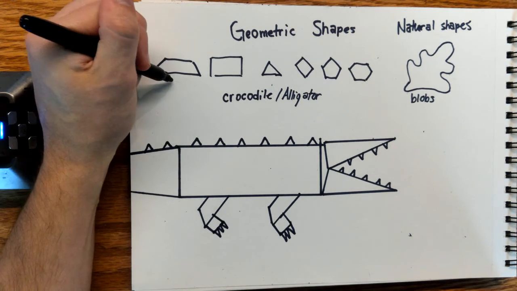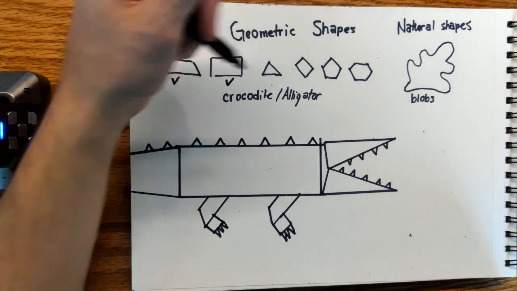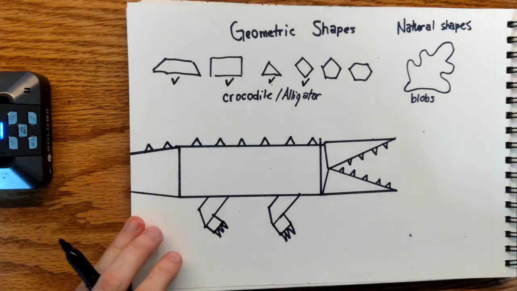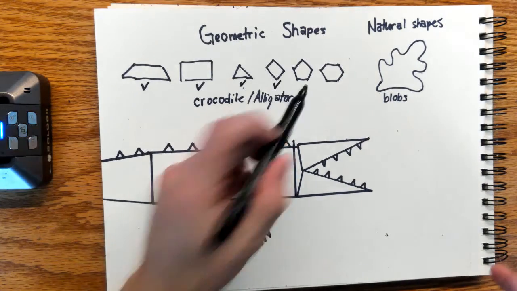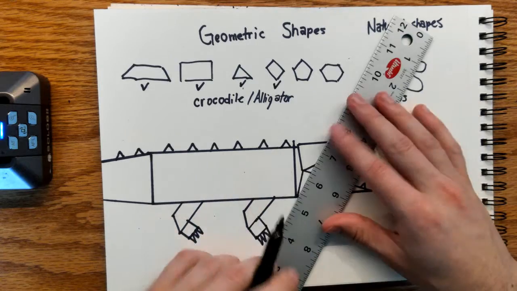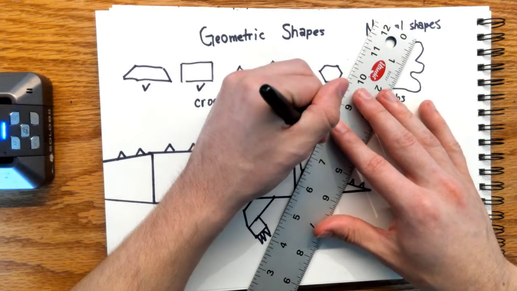So far I've used a trapezoid, a rectangle, a triangle, a diamond. Let's see where I can put a pentagon. Oh, I know where we can put a pentagon. Our alligator needs an eyeball.